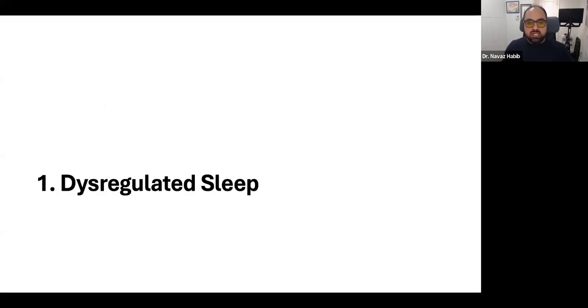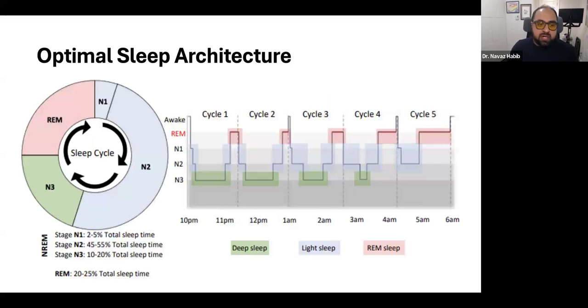Now, number 1 is dysregulated sleep, no question about it. Optimal sleep architecture looks like 5 cycles of these drop downs between awake state, REM, N1 and N2 being the light sleep area, and N3 being deep sleep. And we drop through these cycles optimally 5 times through the night with minimal awakenings through the night.